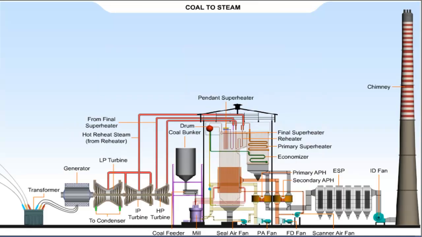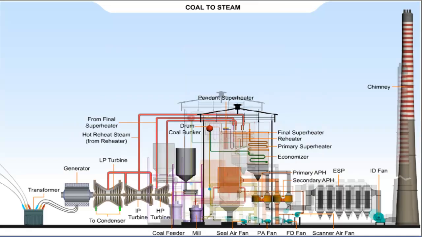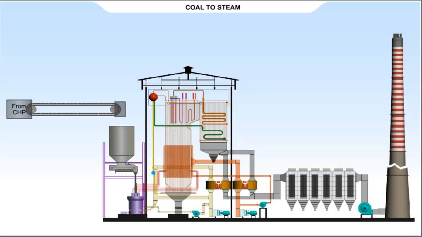Now let us see how the coal is used to generate the steam. From the coal handling plant, the coal is transported to the main plant through the conveyor and fed to the individual bunkers by tripper. Then, from the coal bunker, the coal is fed to the pulverizer or mill at a regulated rate by raw coal feeder. In the pulverizer, the coal is pulverized to powder form of a desired fineness.